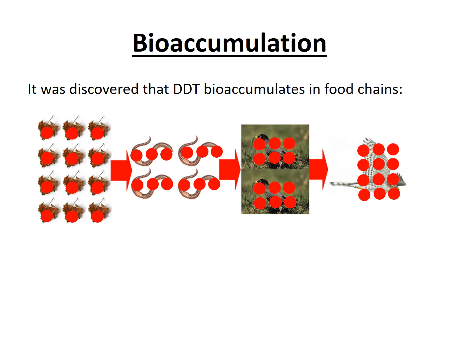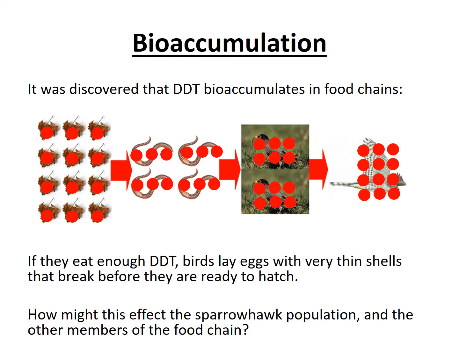As you can see, the worms have got 3 bits in each, the birds got 6 bits in each, and then the one at the top, your hawk or your sparrowhawk or kestrel, something, it's eaten all 12. It's eaten all 12 of those. Wasn't enough to kill anything else, but it is enough to kill the top predator. It actually thinned the birds' eggshells, so that they broke before they were ready to hatch, and therefore the babies didn't survive.